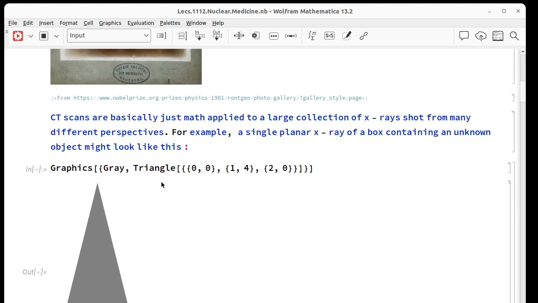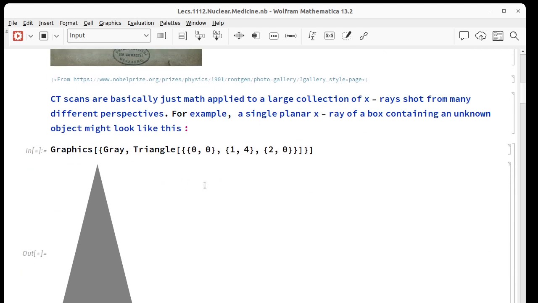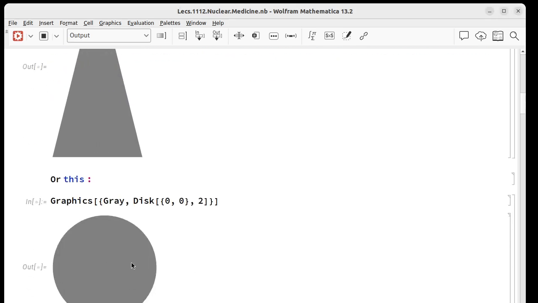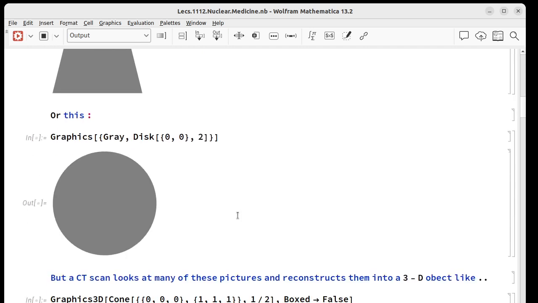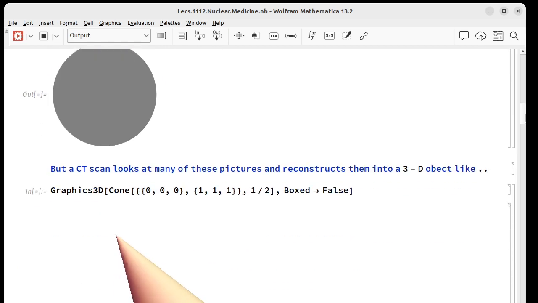CT scans are essentially taking lots of X rays from different angles and then reconstructing them to make a 3D object. So, for example, let's say we have a box we can't see inside. We take a single X ray, we might get this picture, this gray triangle. We shoot from a different angle, we might get this circle. If we have a CT scan, though, we're looking at it from many, many different angles. We can reconstruct it and we get something like this.